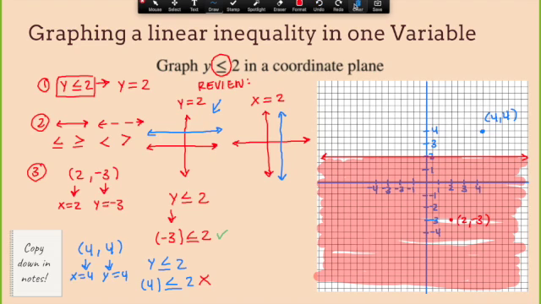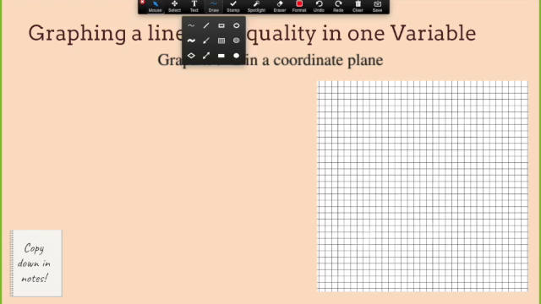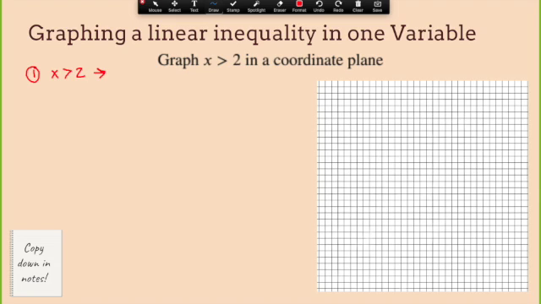Okay. So again, let's try out another one. This time we're asked to graph x being greater than 2 in the coordinate plane. So again, I'm going to start off with my first step, which is to change my inequality statement into an equation. I always change that greater than sign, less than sign, greater than or equal to, or less than or equal to sign to an equal to sign. So here we're given x is equal to positive 2.